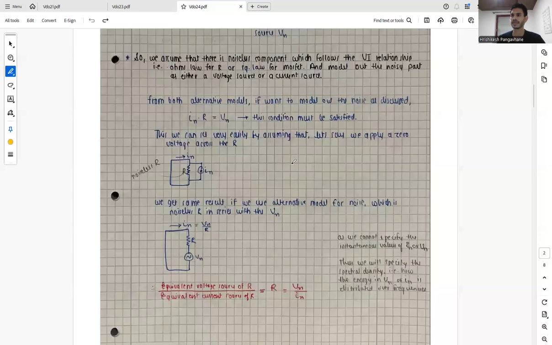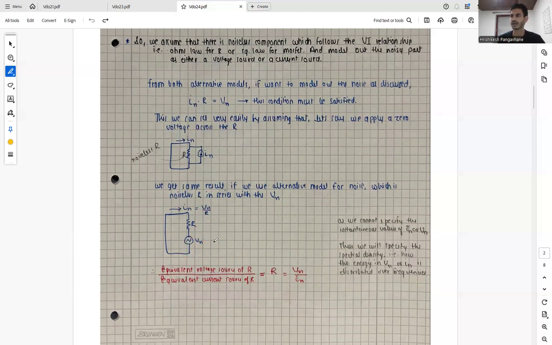So we get the same result if we use an alternative model. Let's say we use the alternative model for current, which is basically a voltage source representing Vn for noise. We get the same result, and we have a noiseless resistor in series with Vn. So the In will be Vn by R.